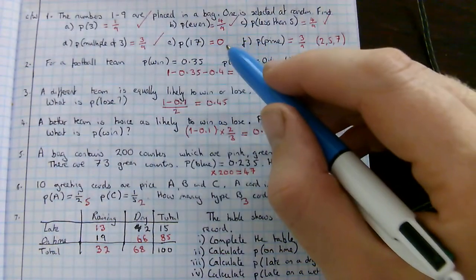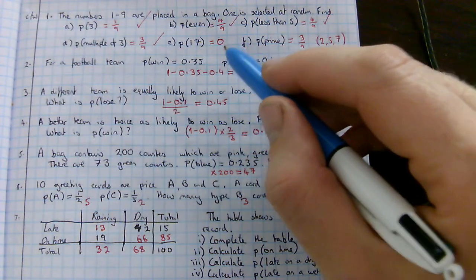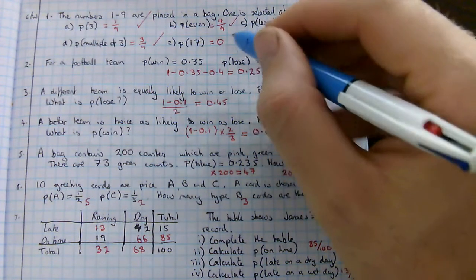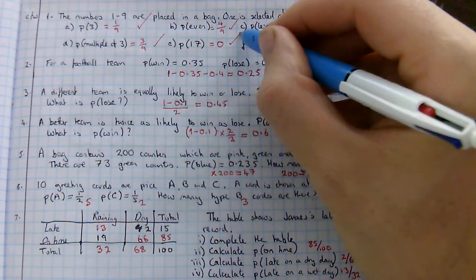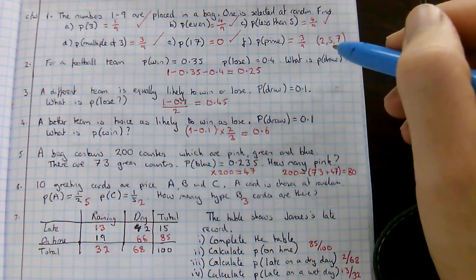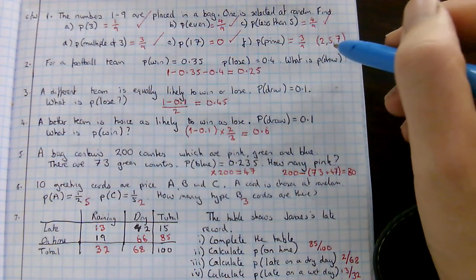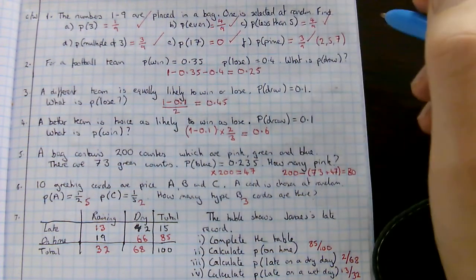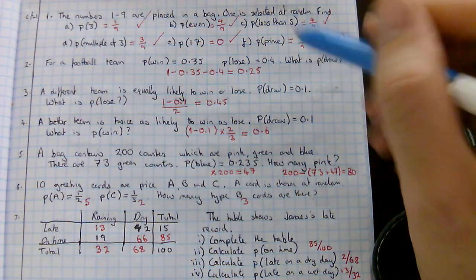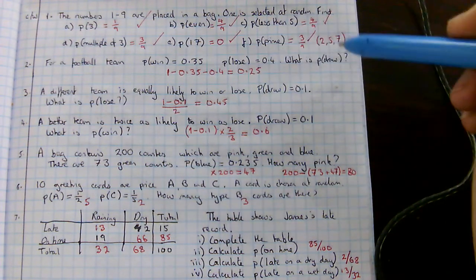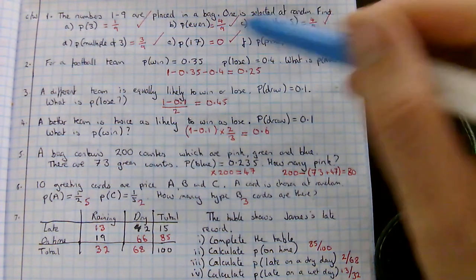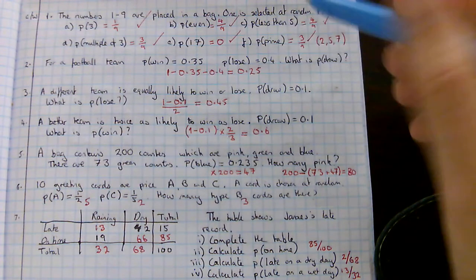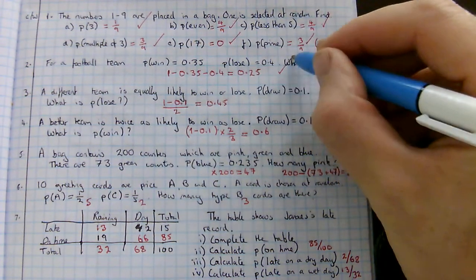Probability of getting 17, well you can't because it only goes up to 9, so it's 0. Don't give that a 0 out of 9 please, it's just plain 0. And the probability of it being prime is 3 out of 9, your prime numbers there are 2, 5 and 7. Okay, football team, we know we've got 2 of the probabilities, the other possible outcome is a draw, so we add those 2 together and take it away from 1, gives us an answer of 0.25.